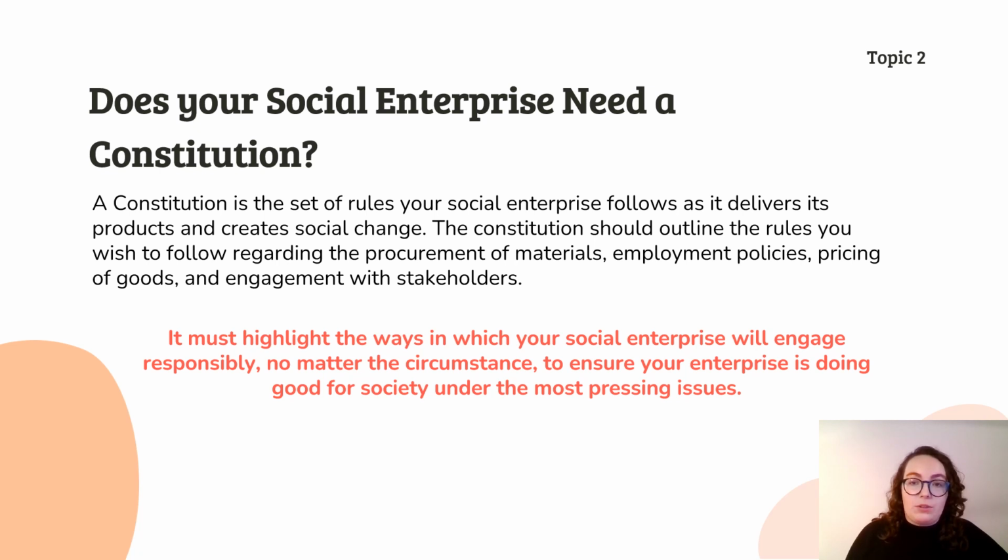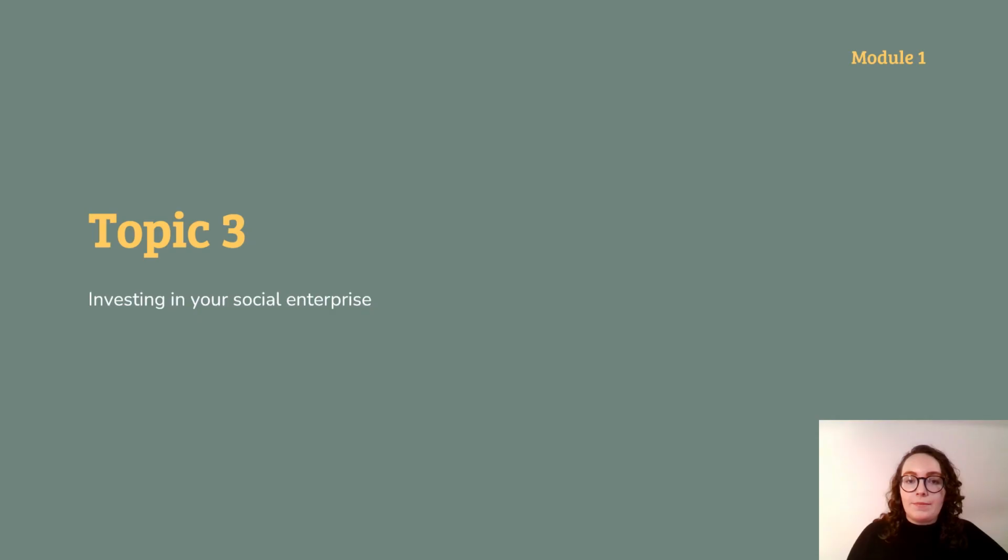And engagement with stakeholders. In essence, your constitution must highlight the ways in which your social enterprise will engage responsibly, no matter the circumstance, to ensure your enterprise is doing good for society under the most pressing issues. If you feel you need a constitution for your social enterprise, organisations such as the Carmichael Centre and the Wheel provide samples on their website, www.wheel.ie and www.carmichaelcentre.ie.